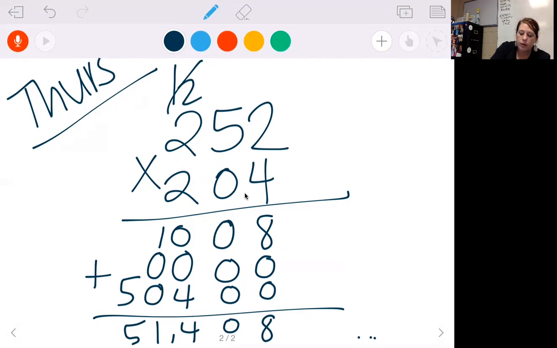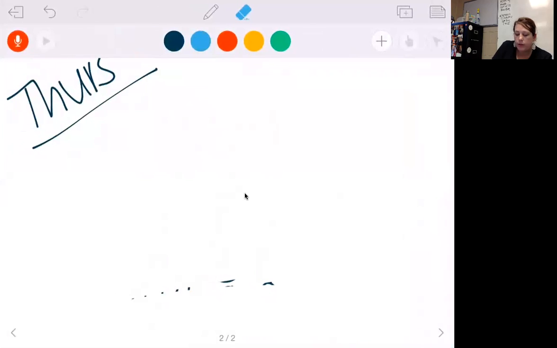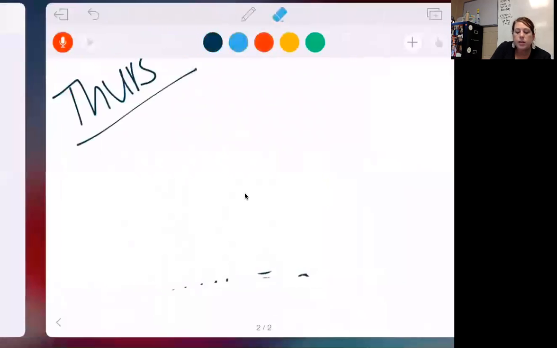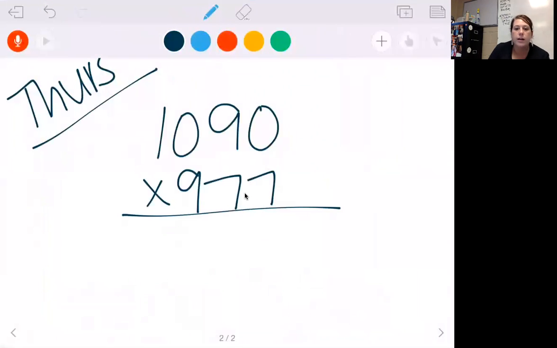Do another one. Having trouble erasing, sorry. I'm all messed up today on technology. Okay, let's do 1,090 times 977. Big one with 7s and 9s, so we can practice those facts.